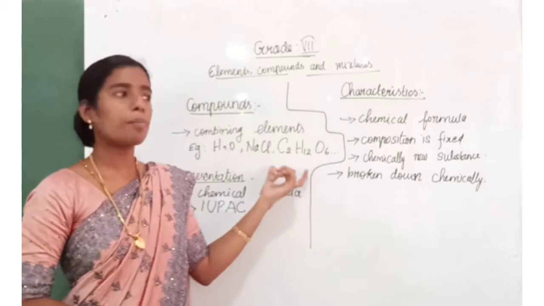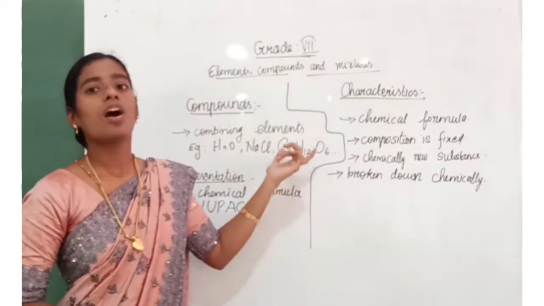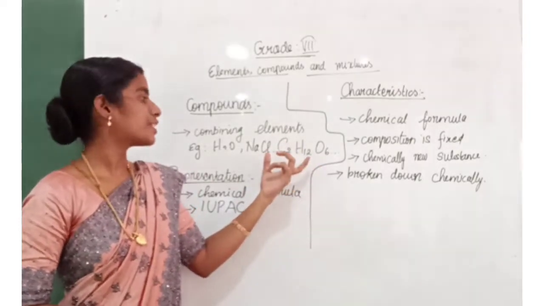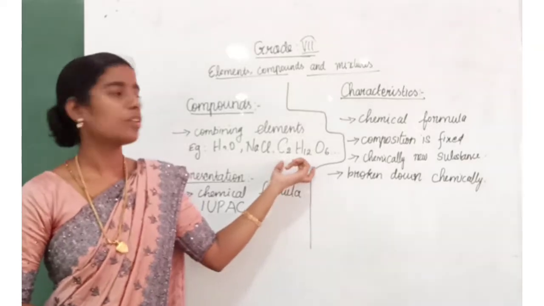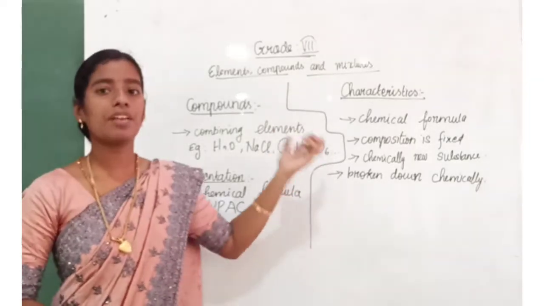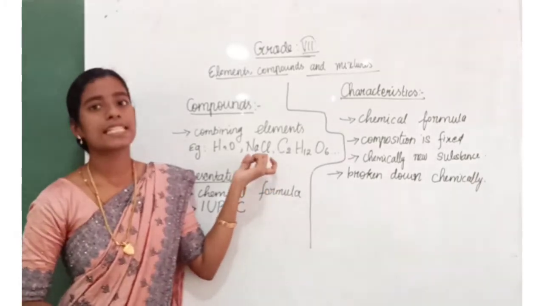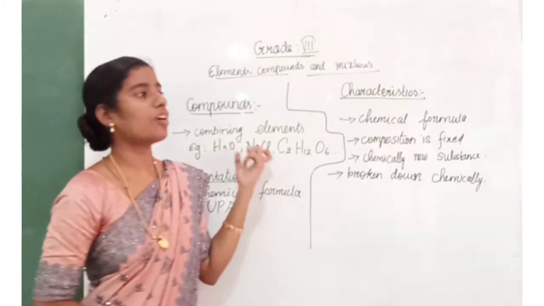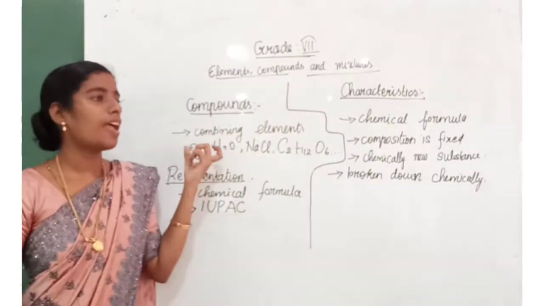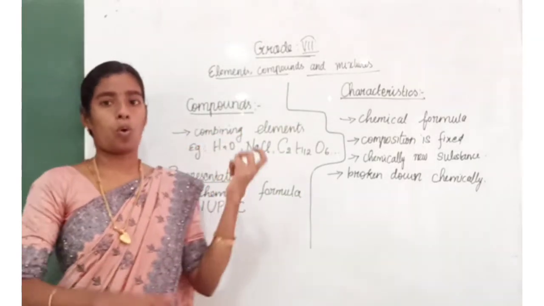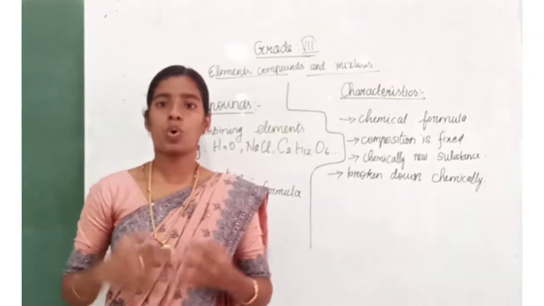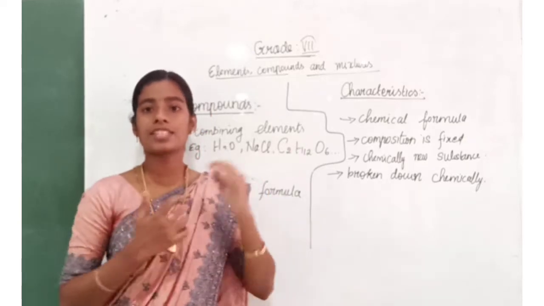The chemical formula for sugar, or glucose, is C2H12O6. The chemical formula for table salt is NaCl. The chemical formula for water is H2O.